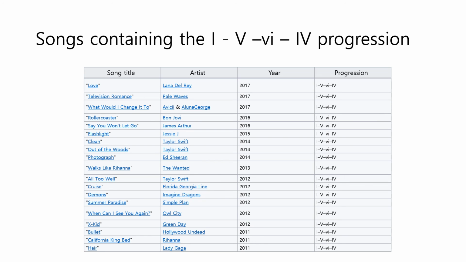We analyzed that the C, G, A minor, F chord progression is an important progression, but if we consider transposing, any chords that have the chord progression of 1, 5, 6, 4 are the same as the C, G, A minor, F progression. And these are the famous songs that use those kinds of progressions. It shows that there are many more songs that use a certain progression.